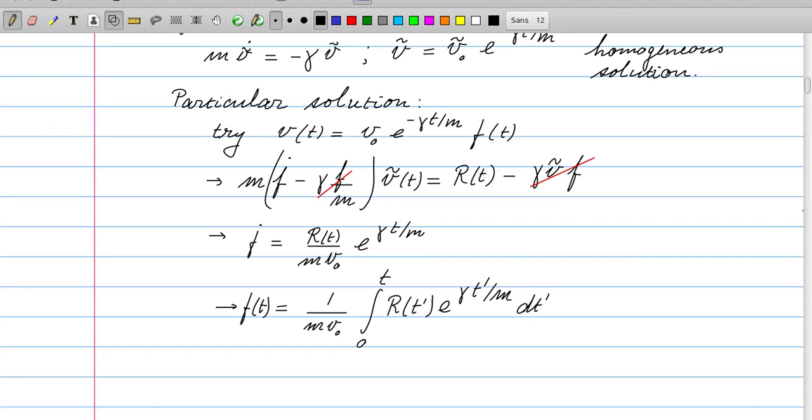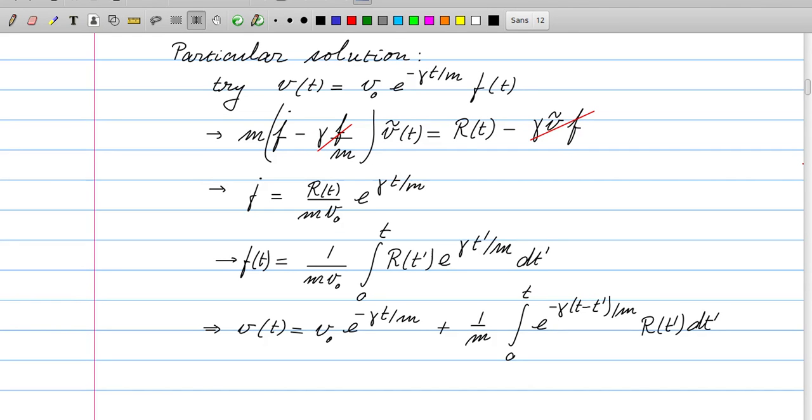When I say solved, it means writing the solution formally as an integral over a function involving the random force, and because we don't know the random force, there is no way we can integrate this function analytically. Putting this f into the form for v that we have written here, we obtain the following solution. We have here the particular solution, that is the one we just found, and this is the homogeneous solution which we can add with an arbitrary prefactor. And because we take the integral from 0, this prefactor should be the velocity at time t is 0.